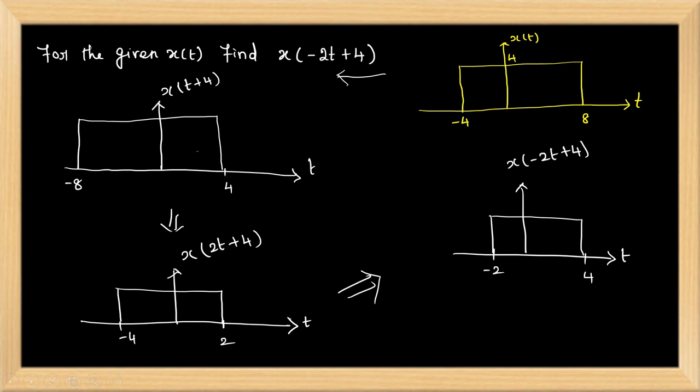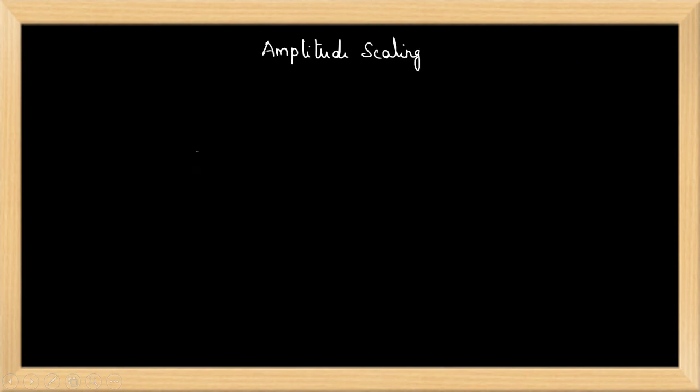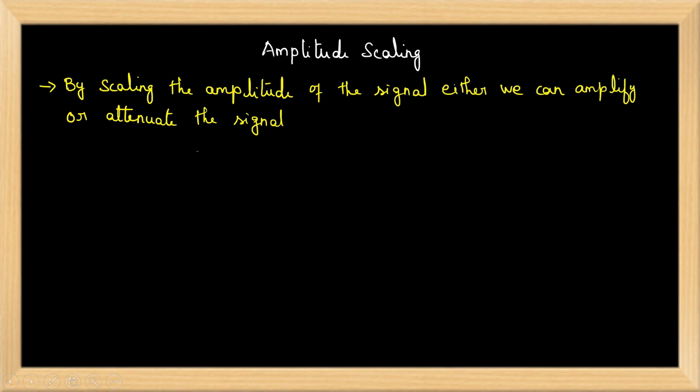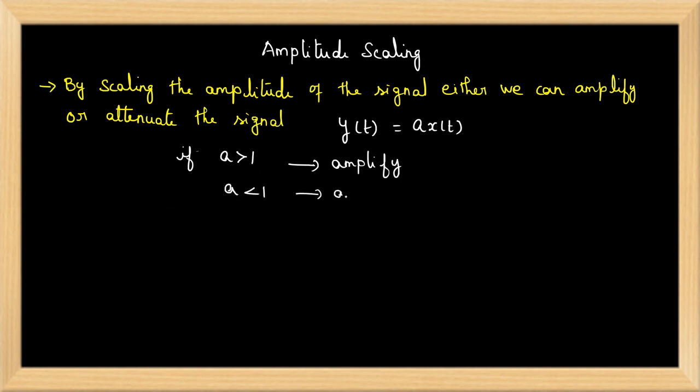And the next one is the amplitude scaling. By scaling the amplitude of the signal, we can either amplify or attenuate the signal. It is usually represented as y of t equal to a into x of t. If a is greater than 1, it will amplify the signal. If a is less than 1, it will attenuate the signal.